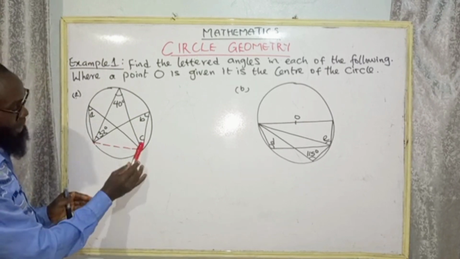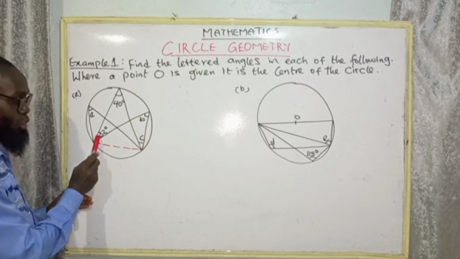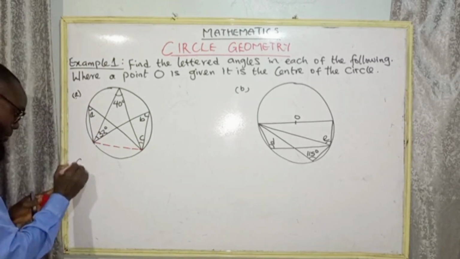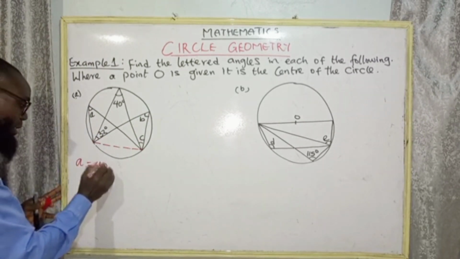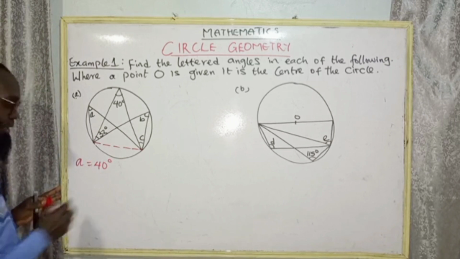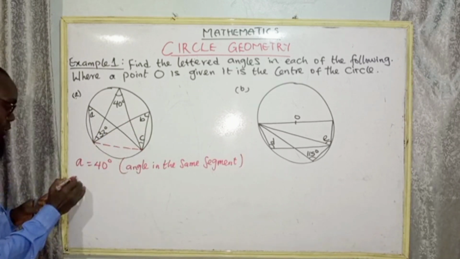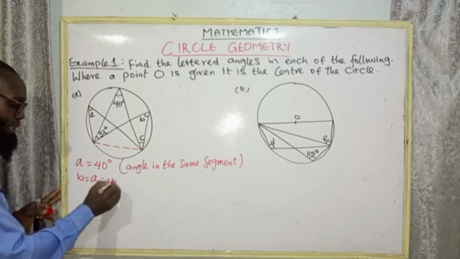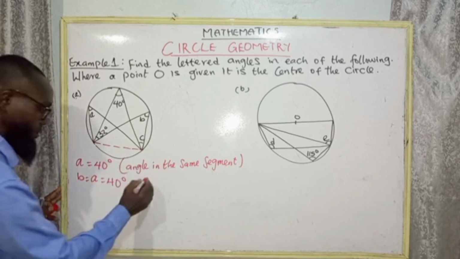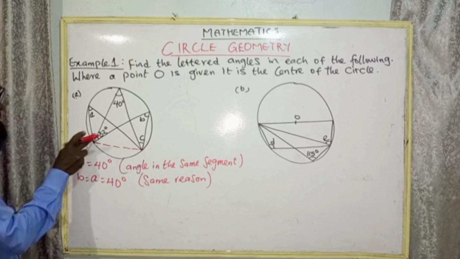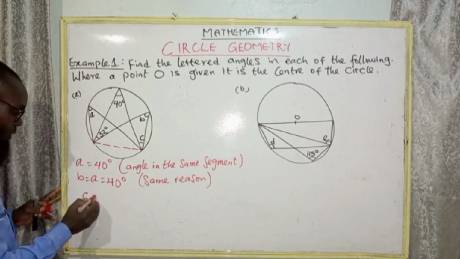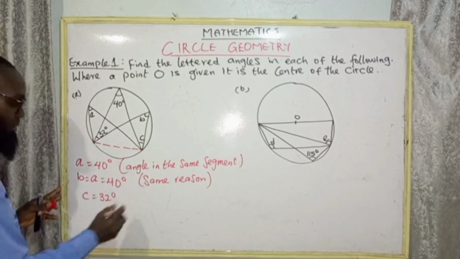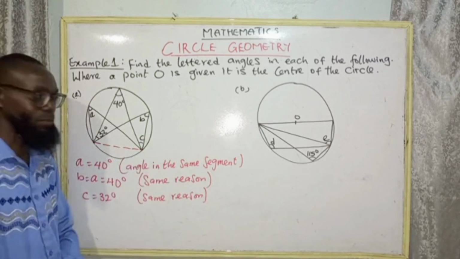Likewise, angle C here is in this segment with 32 degrees. Which means that angle A is equal to 40 degrees, angle in the same segment. Likewise, angle B is also equal to angle A, which is 40 degrees. Same reason. Angle C is also in the same segment with 32 degrees. C equals 32 degrees. That is angle in the same segment. Same reason.